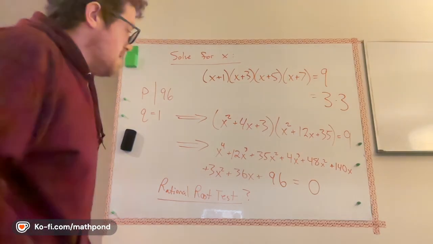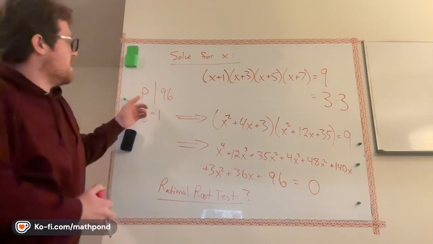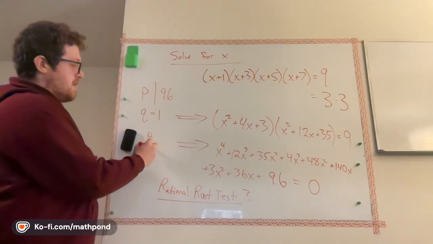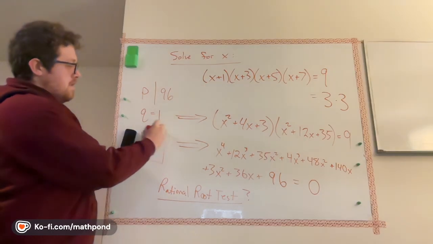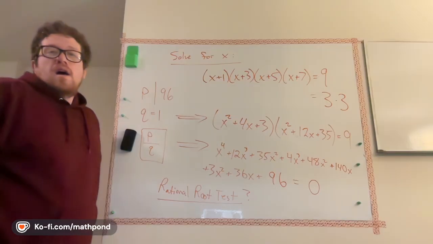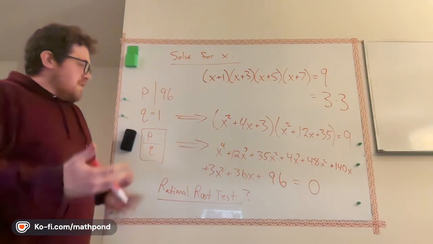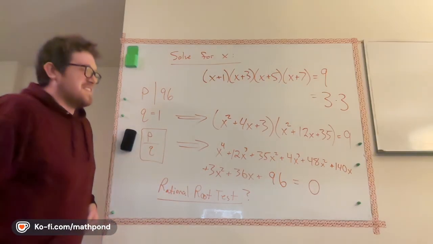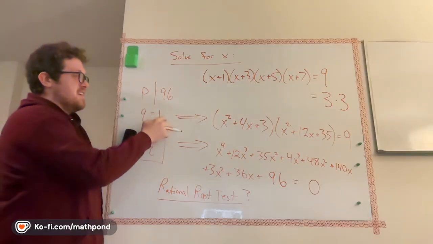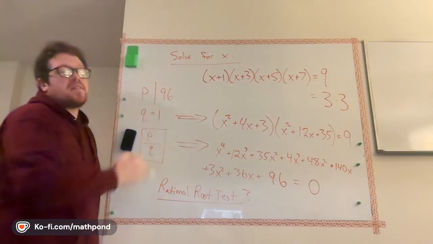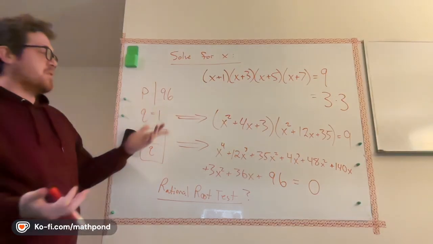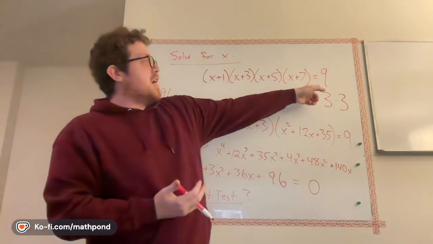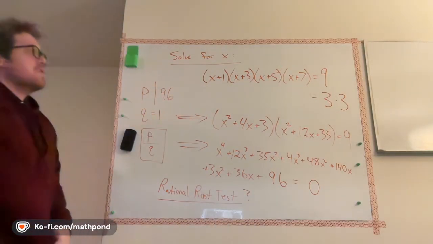Jake, so P has to divide 96, but we already said there's no integer solutions, right? It has to be P over Q. This is saying it has to be an integer. Since your problem is ill-formed, I'm just going to say this is the answer. There's no rational roots because they would have to be integers and would have to divide 96. But we already said there's no product of 3 integers that equals 9, so it's just not possible.